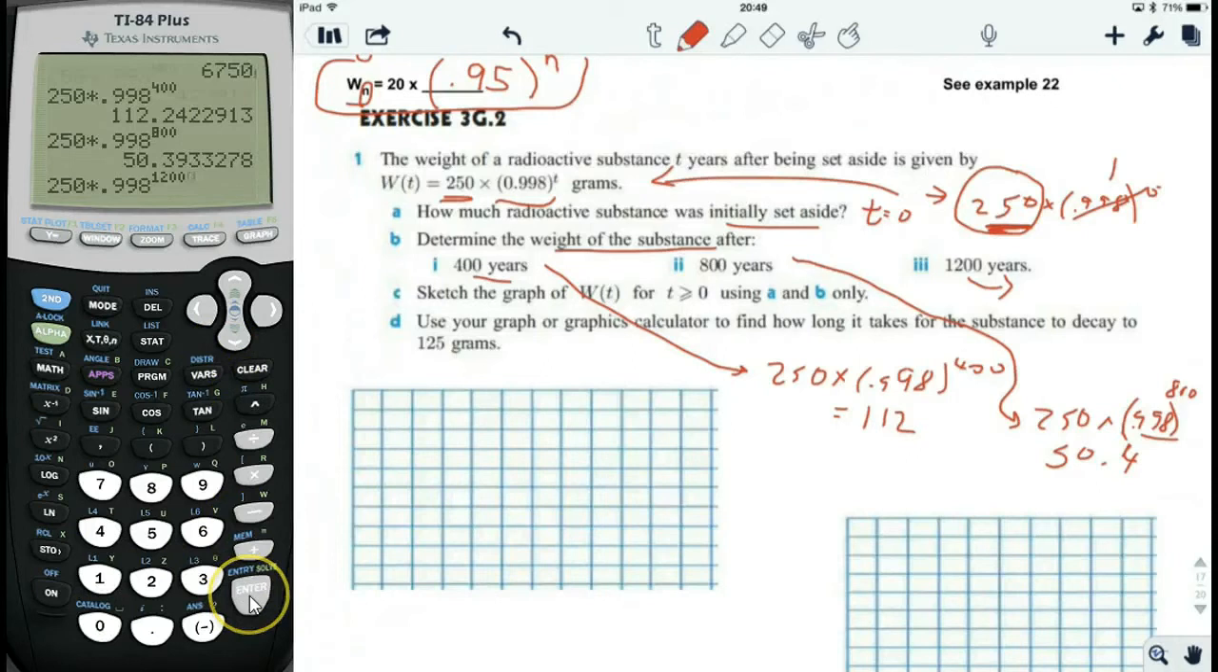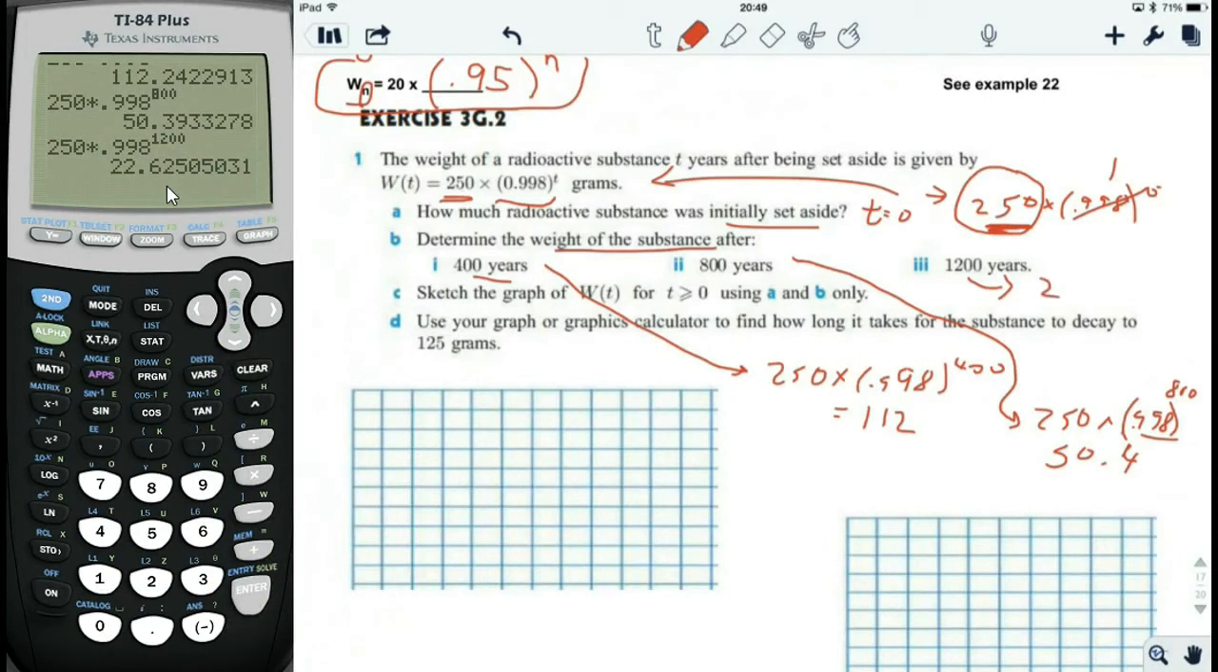Okay, 22.6. Okay, so now I'm going to show you another way to do it. And if you don't understand this right now, that's okay. We're going to be doing several other examples like this throughout the math course. You're going to eventually understand.